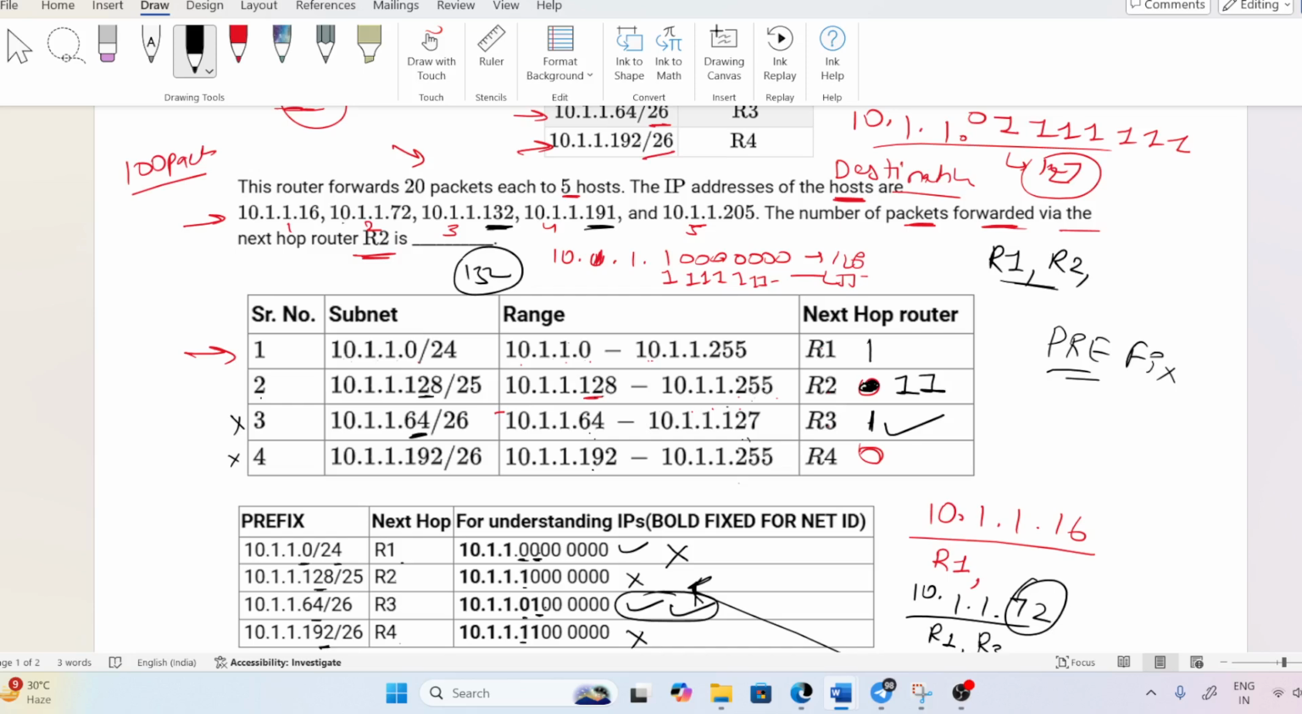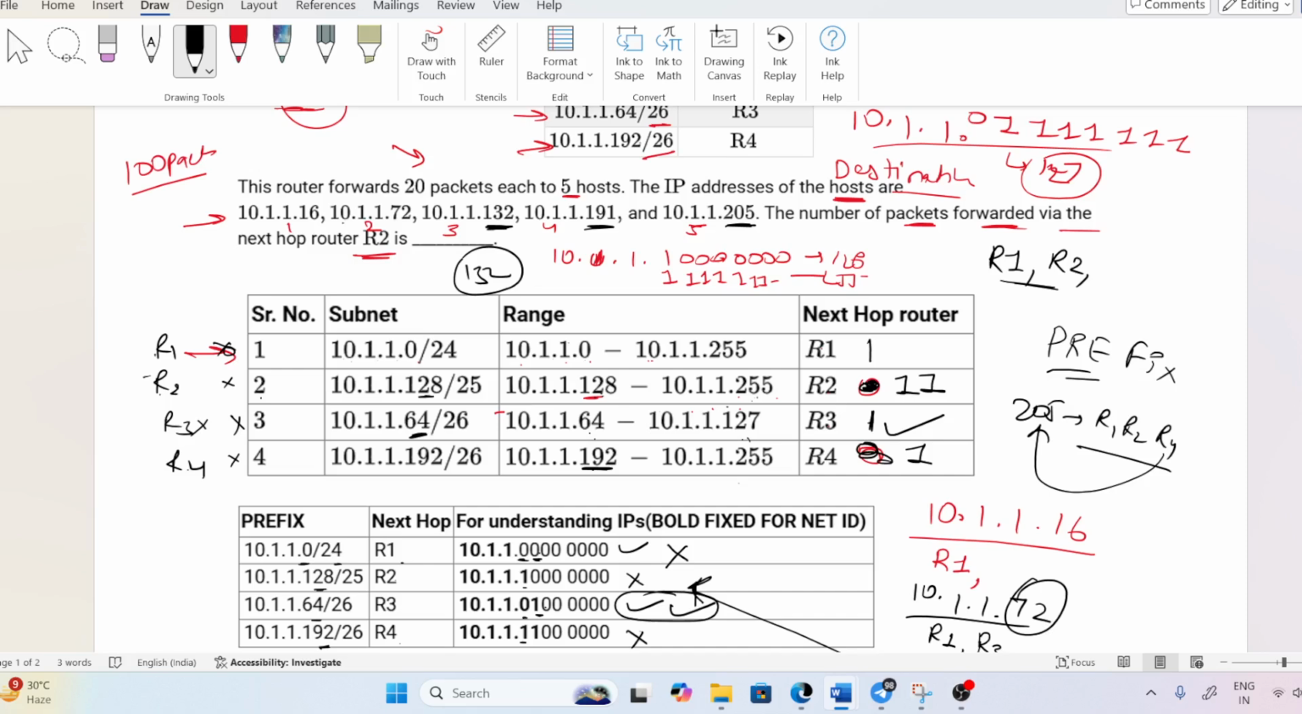Okay. Now let's check another range here. 205. In R1, yes, it is coming. In R2, yes, it is coming also. In R3 it is not coming. In R4 it is coming. So for 205 we have the routers R1, R2 and R4. Now check which is nearer. I can say that 192 is nearer to R4, so R4 is going to be allocated this. R4 will become 1 here.